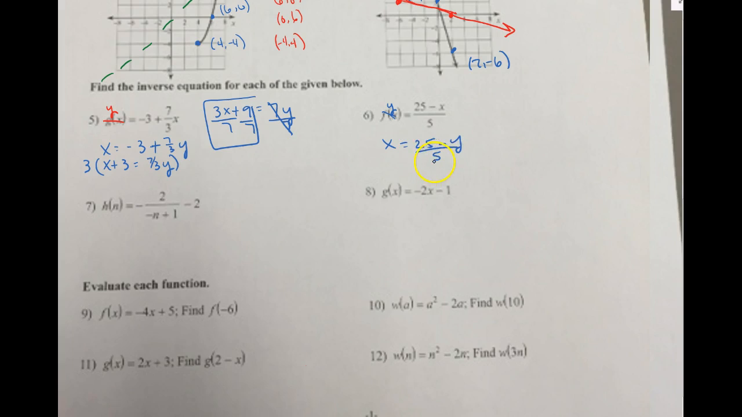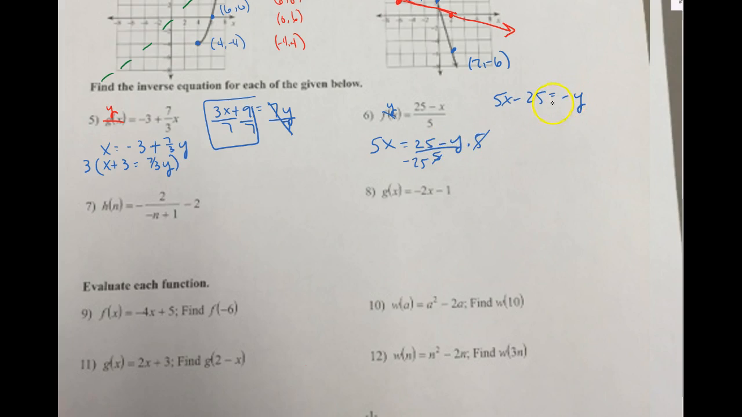I don't like this 5 in the denominator. I'm going to multiply everybody by 5. And when I do that, these cancel out, and this has a 5 over here. Now I'm going to subtract 25 from both sides. So it'll be 5x minus 25 equals negative y. Don't forget to recopy that negative that's in front of the y.